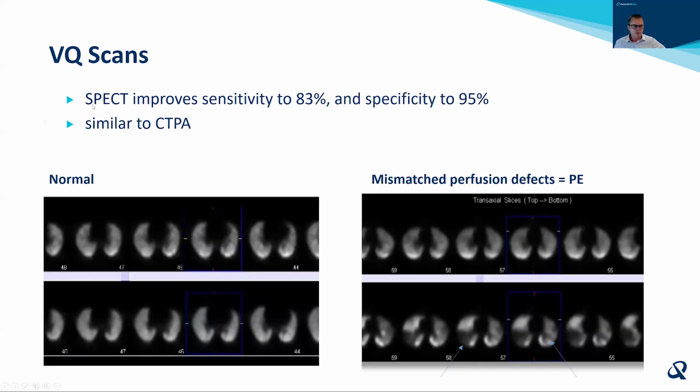And we do SPECT on all patients, and that has improved the sensitivity to about 83% and the specificity to 95%. So that's actually similar to CTPA. So this is a normal perfusion SPECT, and that's vent and that's perfusion. This patient has large segmental and subsegmental perfusion defects, which are not matched in the vent, so that's pulmonary embolism.